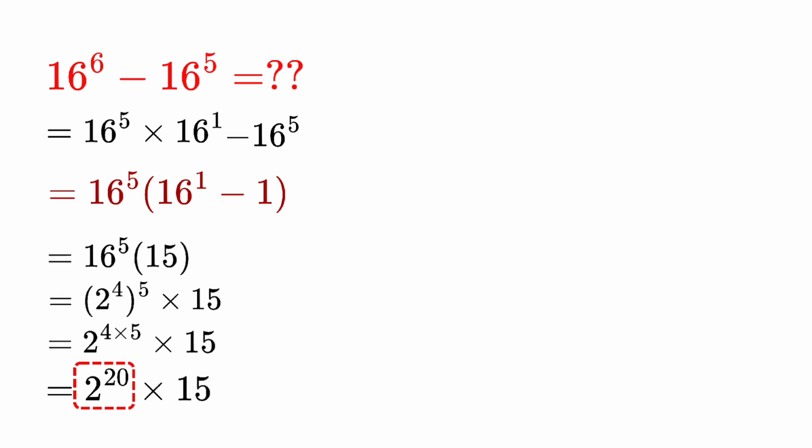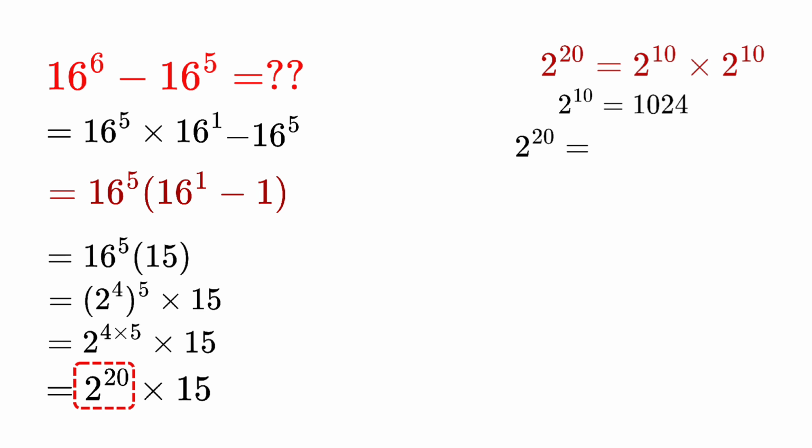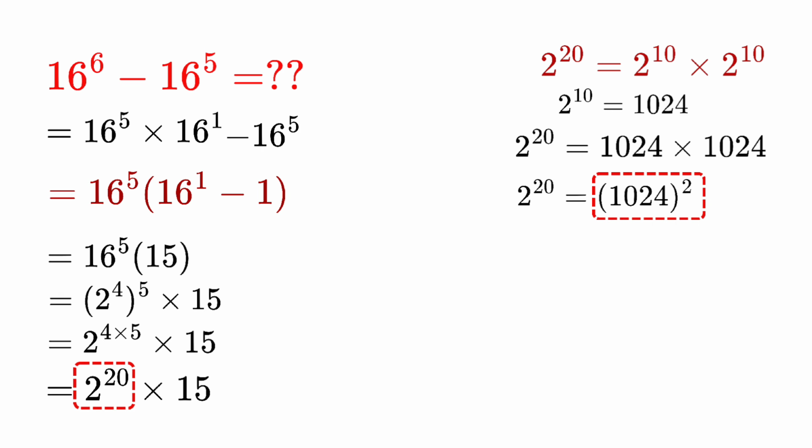To calculate this, it might seem difficult, but let's be smart about it. Look, we can write 2 power 20 as 2 power 10 times 2 power 10. We know that 2 to the power of 10 equals 1024. Therefore, it equals 1024 times 1024, or 1024 squared. Now, we need to calculate 1024 squared.